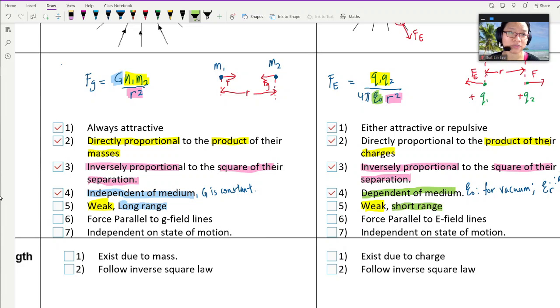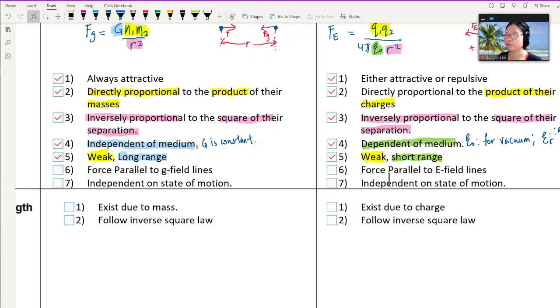Example of short range is, for example, let's say you do the classic electrostatic demonstration where you take a plastic ruler. Okay, let me get my plastic ruler. And then you wipe it. And then when you wipe it, you put it near your hair, and then you see it attract your hair. Does it also attract someone else's hair that's sitting beside you? No. Does it attract the hair at the back of your head? No. So the electrostatic force is very weak and also very short range. Okay, so that is the next comparison.